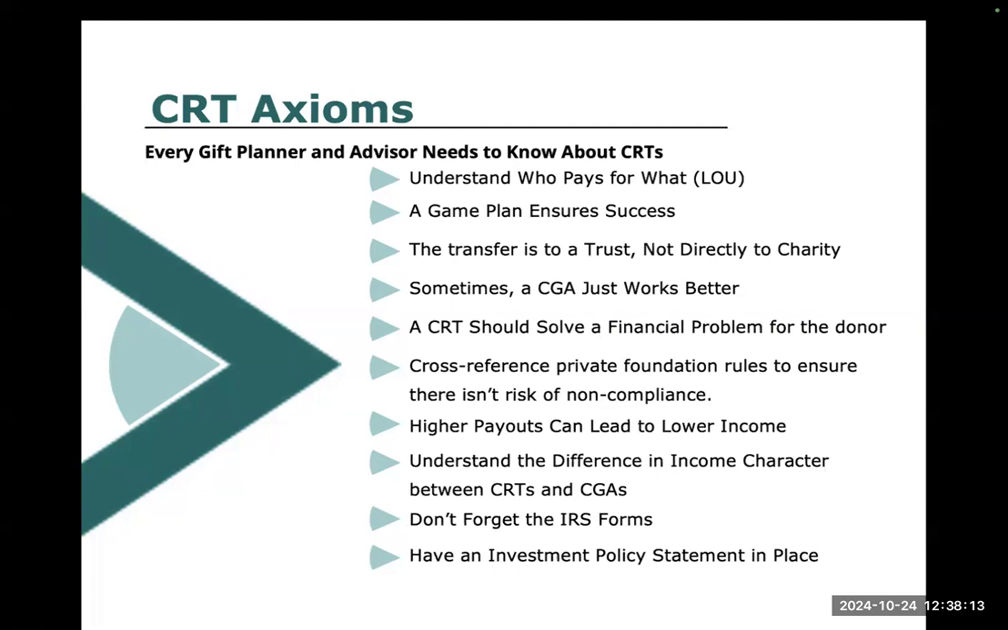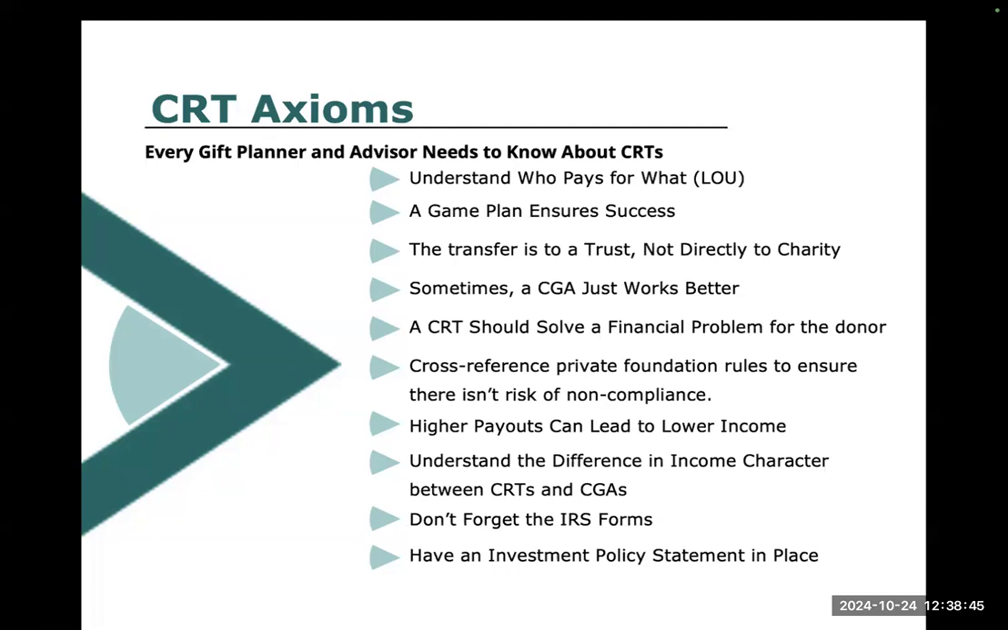As I previously mentioned, communicate with the donor that this is a transfer to a trust, not a direct transfer to charity. Sometimes a charitable gift annuity works better. If you have a donor who says, I want to donate real estate, but I just want to be done donating real estate, then in that case, because it's a direct gift to the charity, as long as the charity agrees to it, they can cover the carrying costs during that holding period. But if you're the trustee of a CRT, you can't do that under any circumstances.